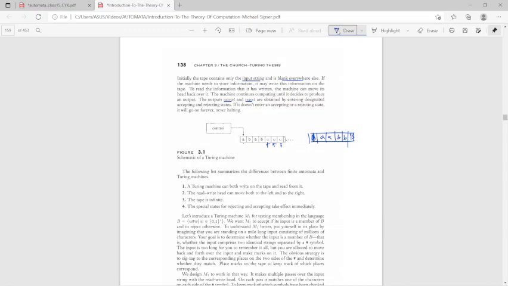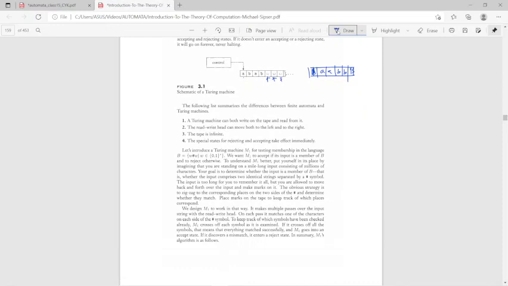That means never halting. So that's why there are two divisions. One is the halting Turing machines and another is the non-halting Turing machines. So this is the list of differences between what we have studied so far, finite automata, and Turing machines.